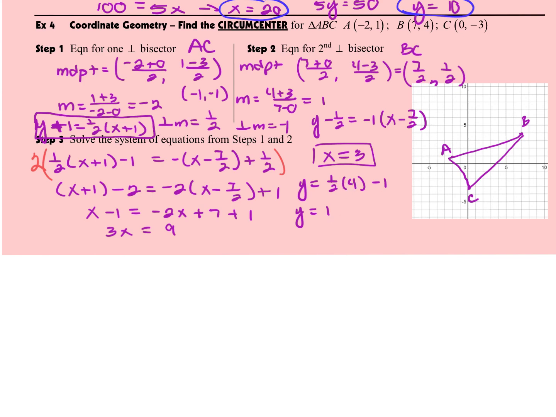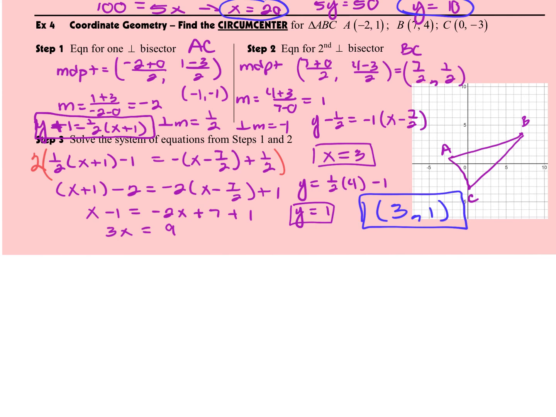So my final answer is this x and y together is a beautiful ordered pair, 3, 1. And when you come to class, what we'll do is we'll plot that and I'll show you how we can even look at it and have it make even more sense to us.